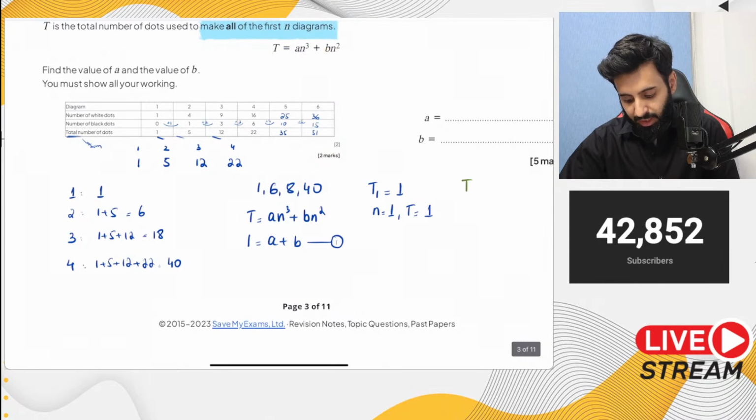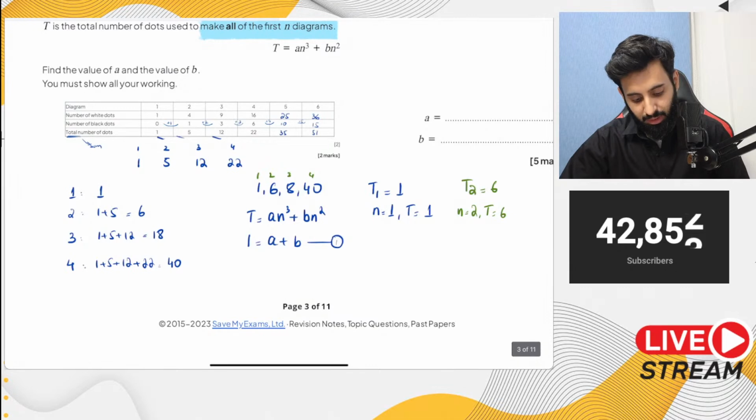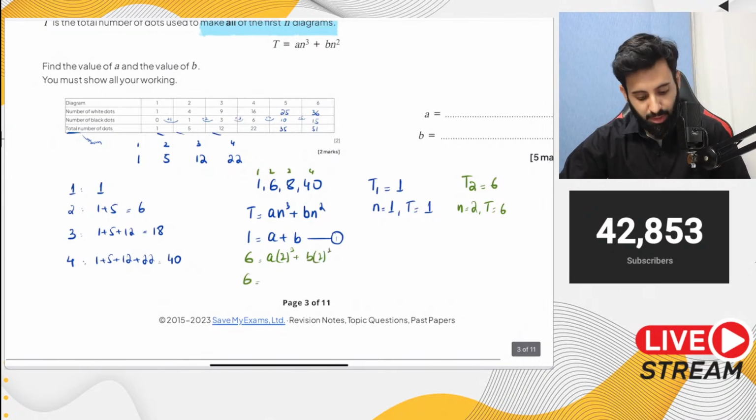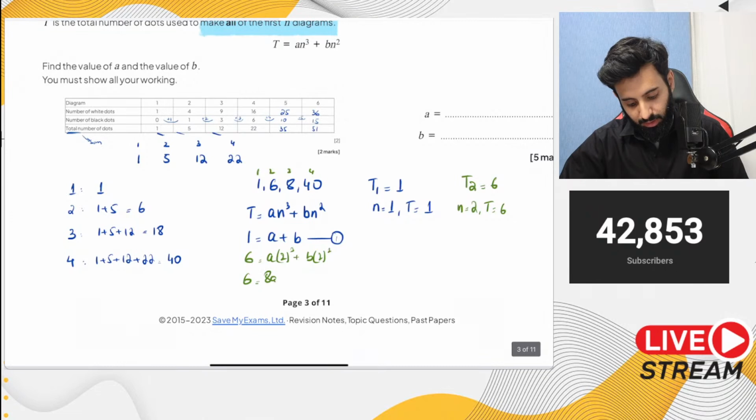Why? Because you know that the second term is equal to 6. You can see here the first term is 1, the second term is 6, the third term is 18, the fourth term is 40. So if you plug in 2 in place of n, the value of t is going to be equal to 6. So that means 6 is equal to a into 2 cubed plus b into 2 squared. So if you work this out, 6 is going to be equal to 8a plus 4b. And this right here is your second equation.